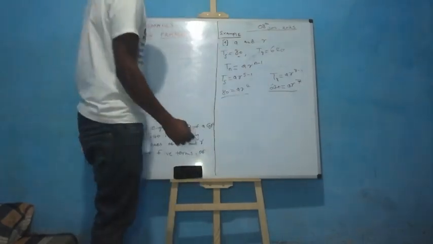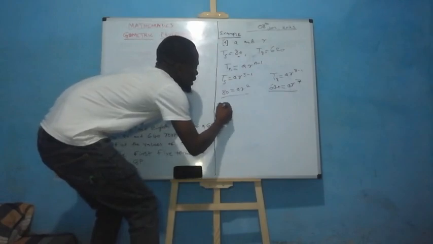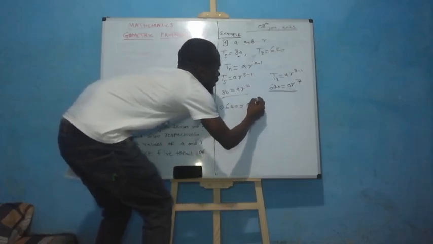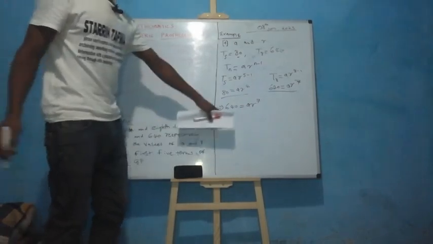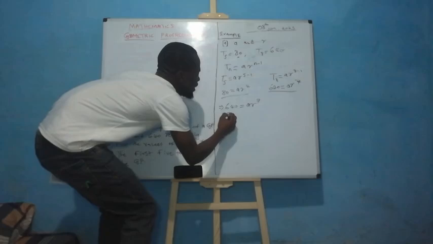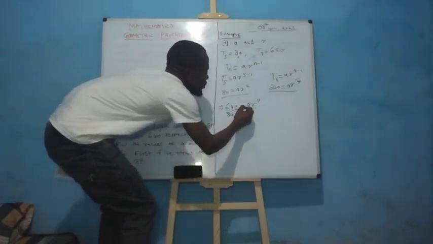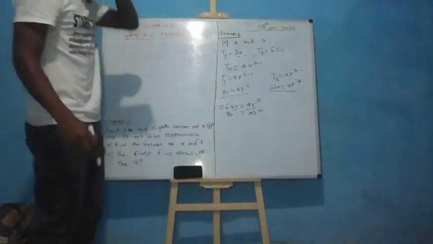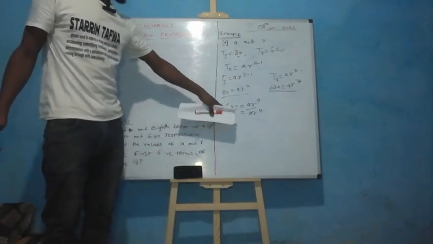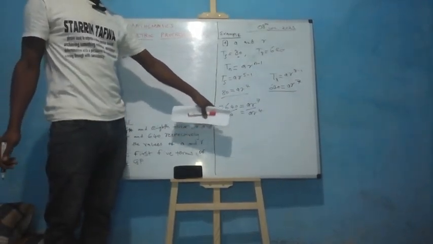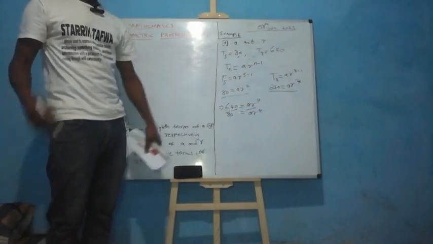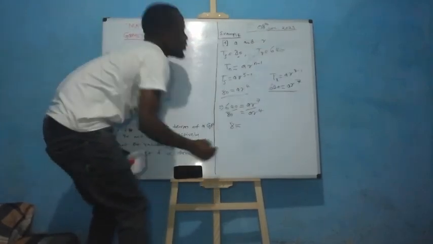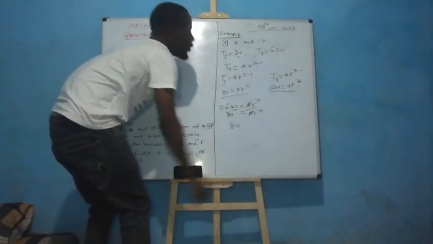We're going to divide this into this. So we take 640 equals AR^7. We divide it here by 80 equals AR^4. So we divide 80 into 640. If we divide 80 into 640, what is going to be our answer? Our answer is going to be 8. So we have 8 equals, here our A and our A are going to cancel.